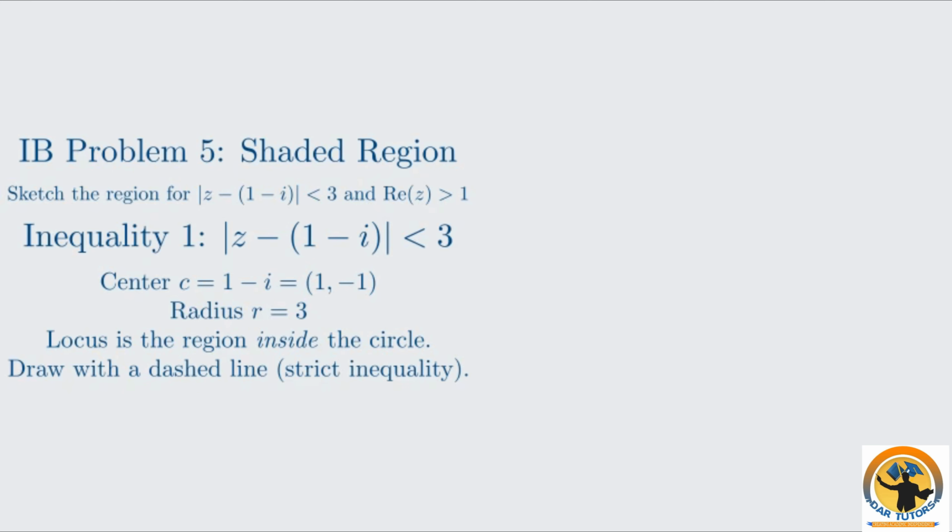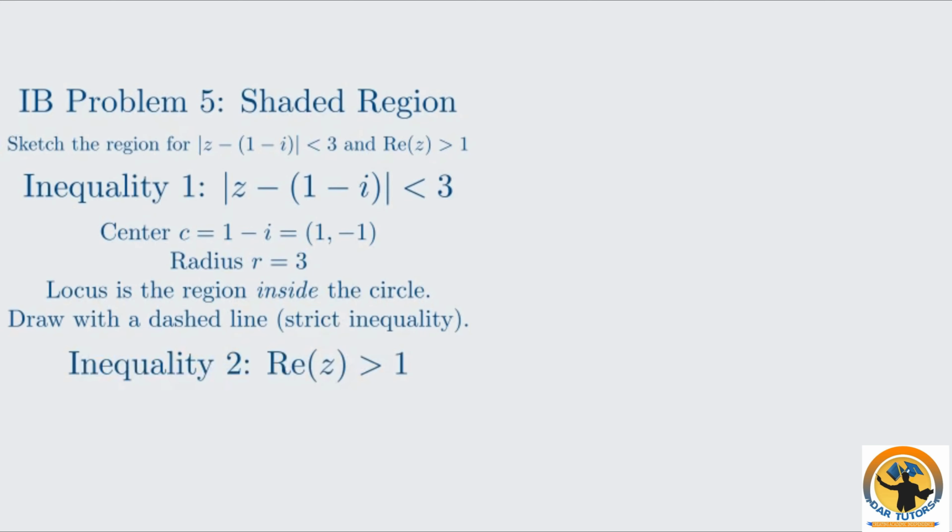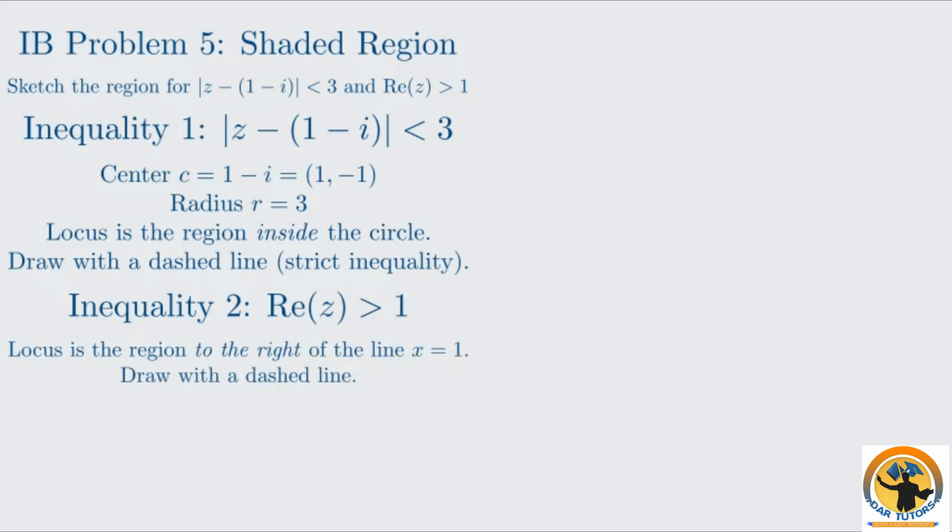Now for the second inequality. The second inequality is that the real part of z must be greater than 1. The real part of z is x, so we are looking at all points (x, y) where x is greater than 1. The boundary here is the line x equals 1. The greater than sign means we are interested in the region to the right of this line. Again, since the inequality is strict, the line x equals 1 is not included, and we draw it as a dashed line.